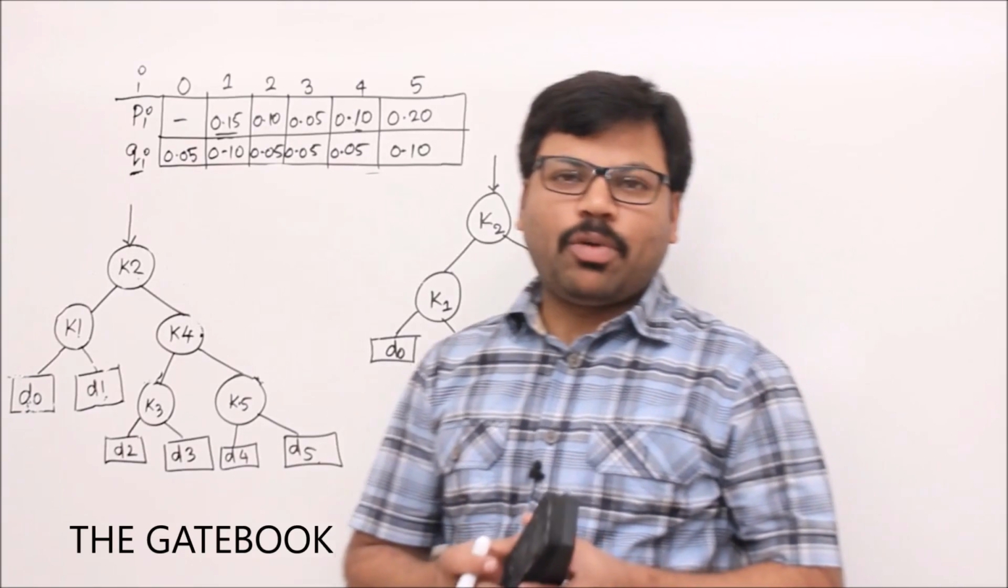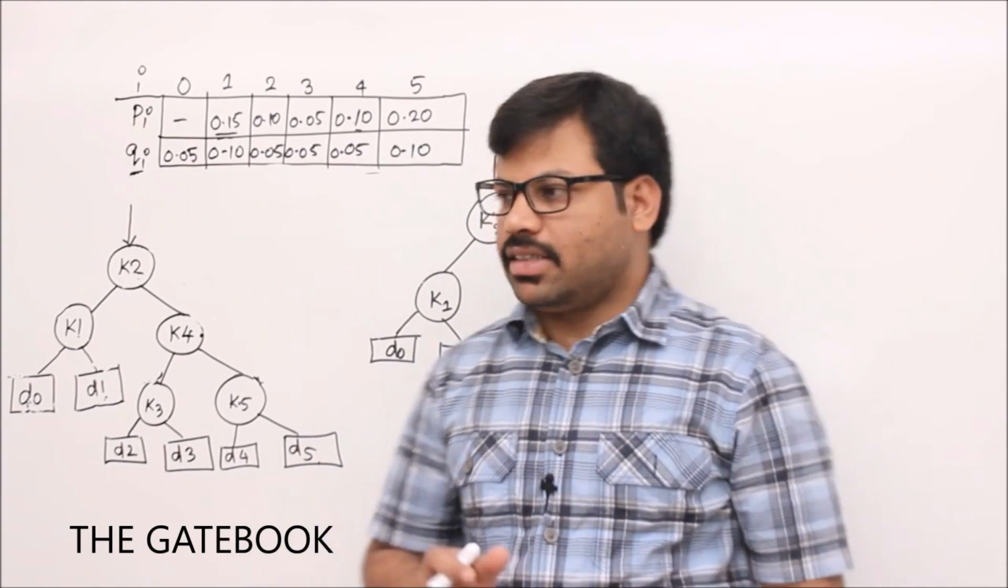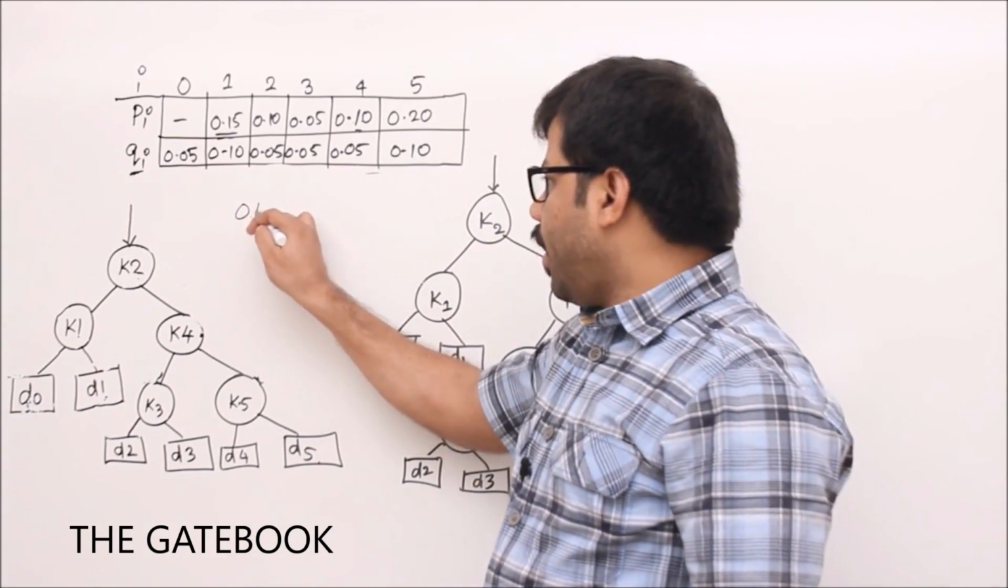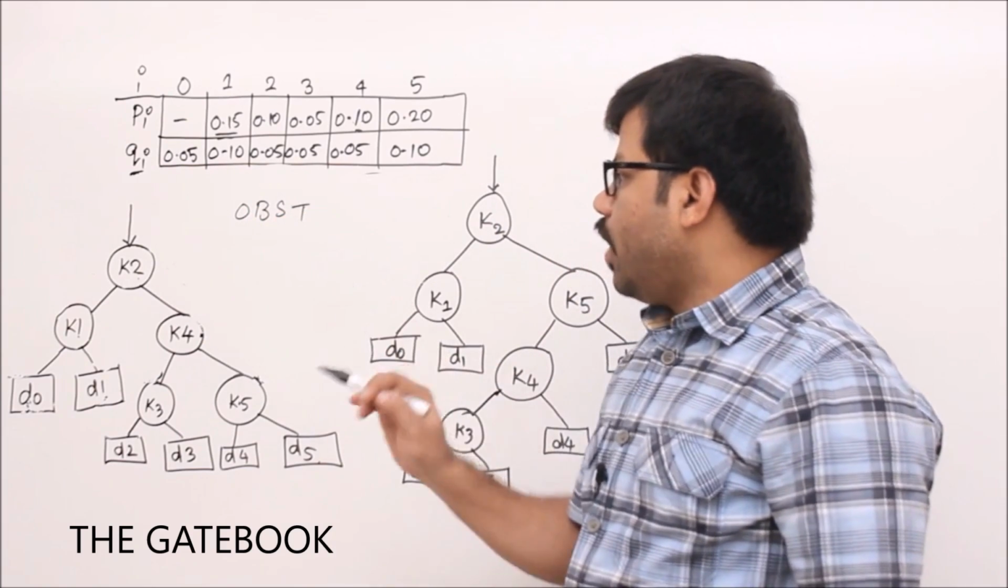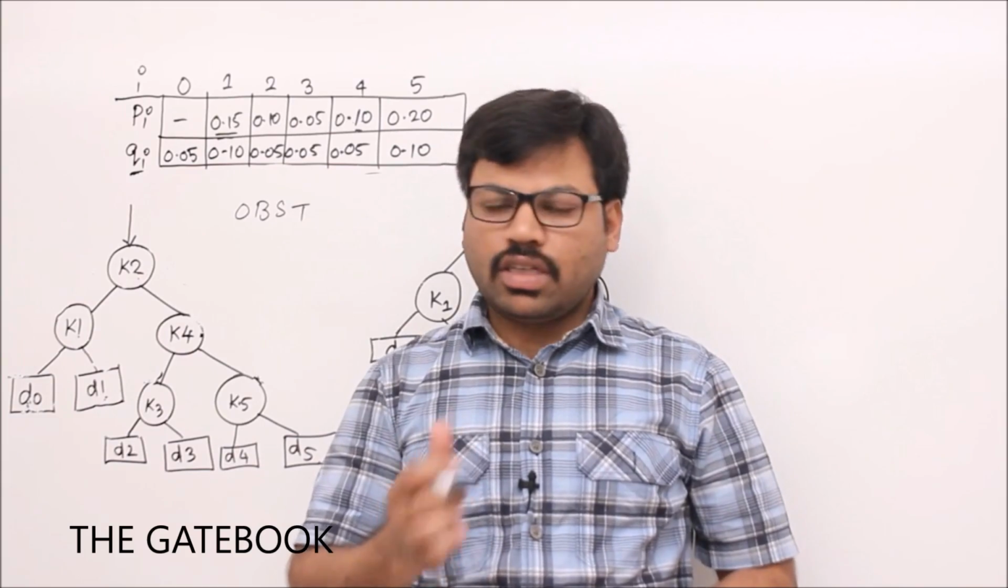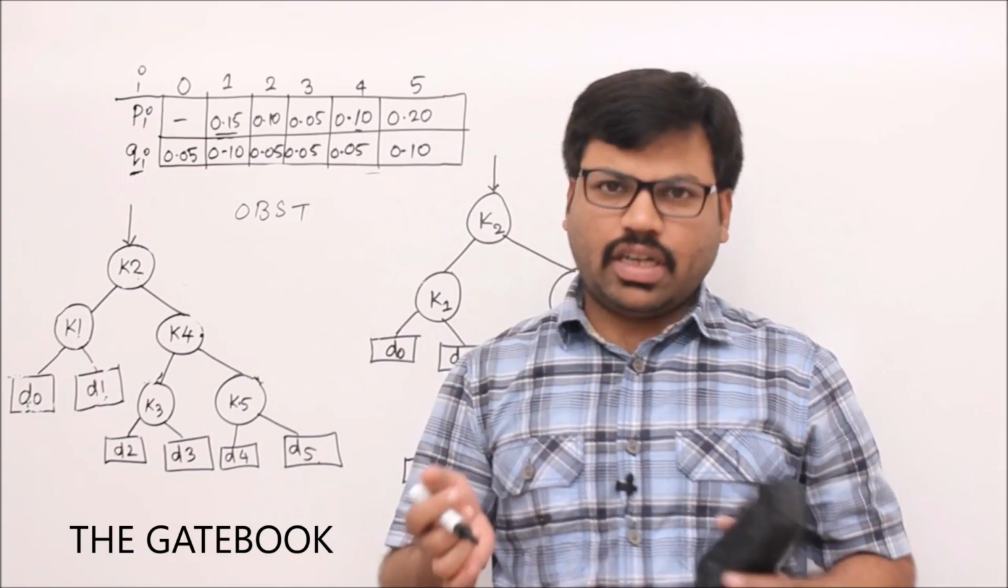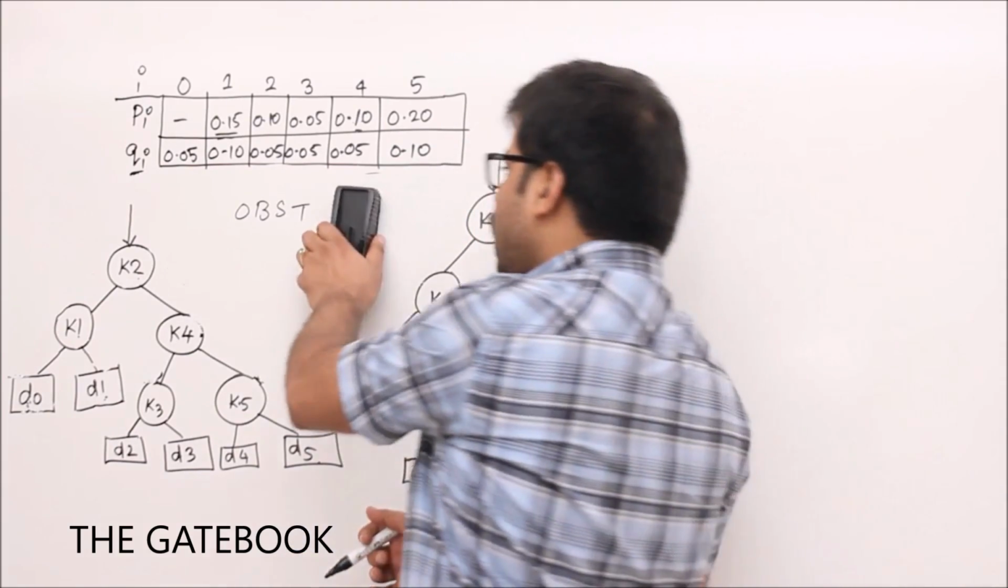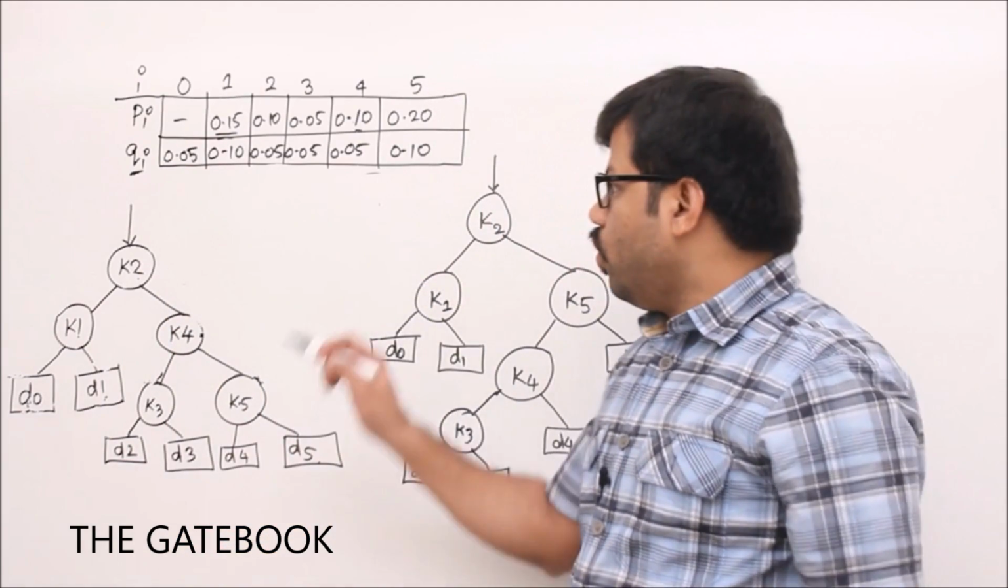Now we'll see one more dynamic programming problem, that is the optimal binary search tree problem. What the optimal binary search tree problem is: we have to identify the best binary search tree structure possible to reduce the cost of the tree. What is the cost of the tree? I will tell you. To understand the cost of the tree, first you should know this.